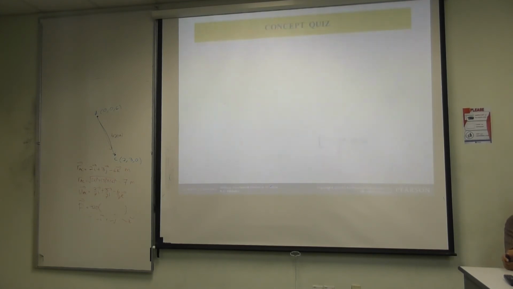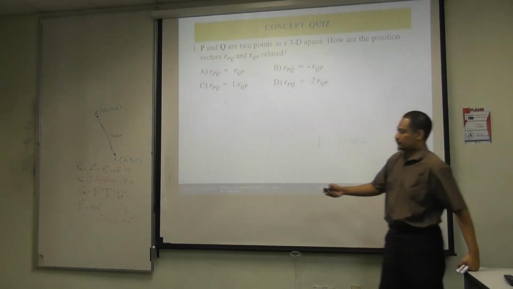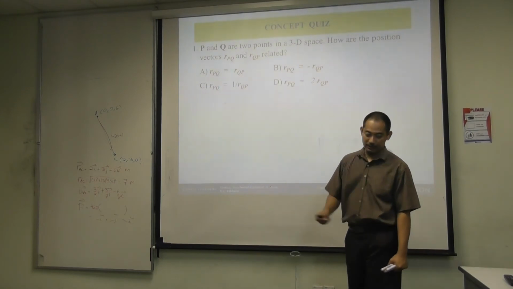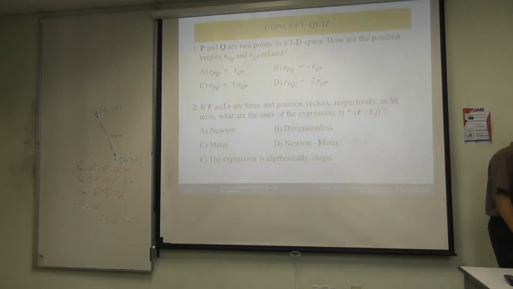Alright, concept quiz. P and Q are two points in 3D space. How are the position vectors RPQ and RQP related? Which one? B, why? Direction, right? For example, this minus that and that minus that are basically just the negative of each other, right?